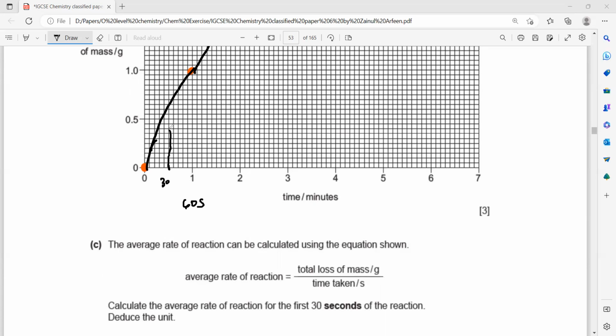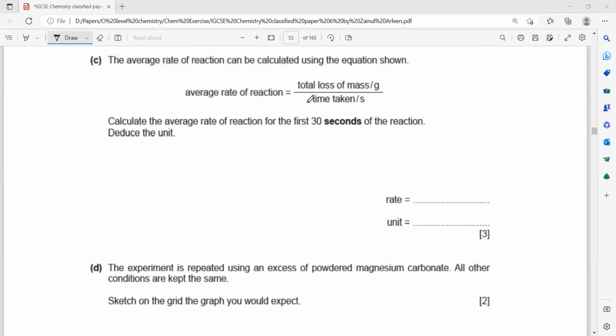So we'll draw a line and find how much mass has changed. Each box represents 0.1 for two boxes, so this will be 0.6 and this will be 0.65. So the total mass lost is 0.65, and the total time is 30. So 0.65 divided by 30, what's the answer?